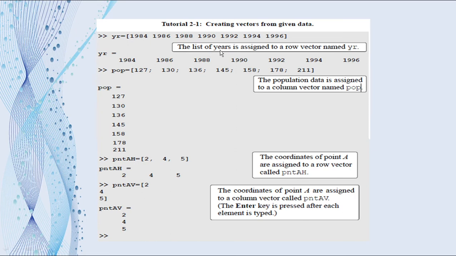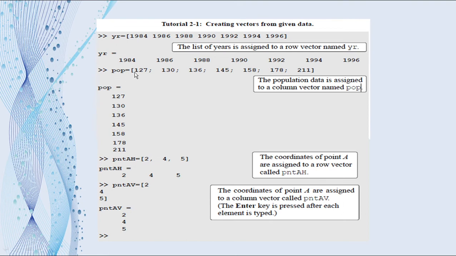The list of years is assigned to a row vector named YR. So it's a row vector, given in terms of a single row; one-dimensional row values are entered here. Then POP, maybe population, is a lengthy word, so the variable is taken as POP instead.